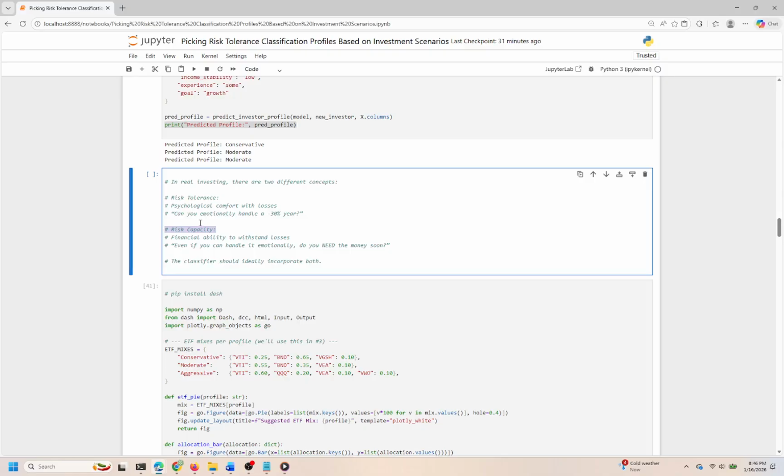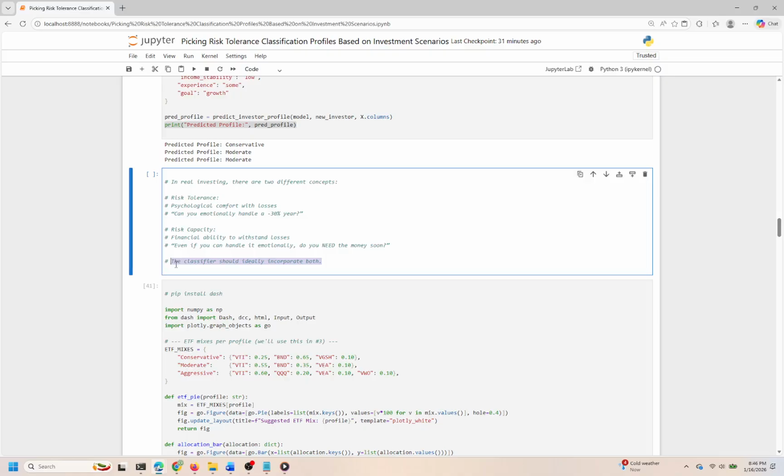An investor might soothe themselves with the knowledge that they can ride out a downturn emotionally, but that doesn't matter if they need that money for essential expenses in the near future. Here, the intention is to develop a classifier that integrates both these dimensions. The goal is to provide a nuanced perspective on investment decisions, potentially leading to better outcomes for individual investors.